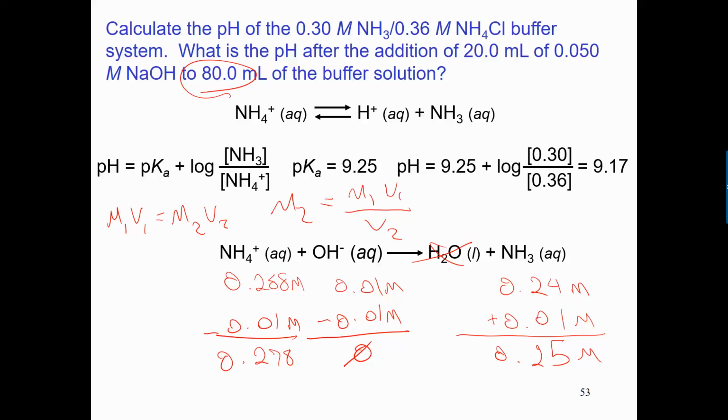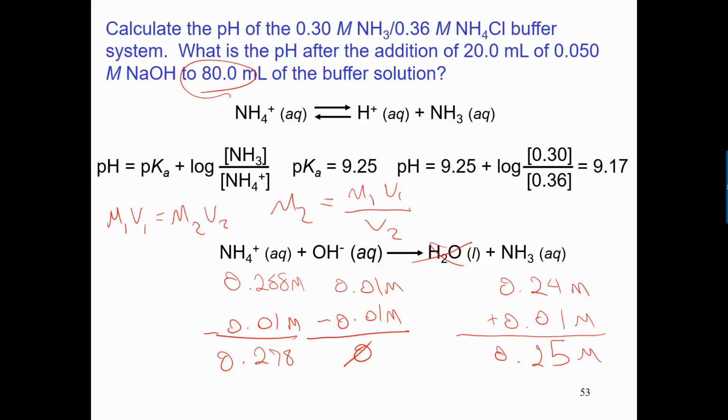Now what do I do? How do I find the pH at this point? We use the same formula. I already have half of it, I just need to change these. The base over the acid. Which number goes on top? NH3, 0.25. What number goes on the bottom? 0.278.